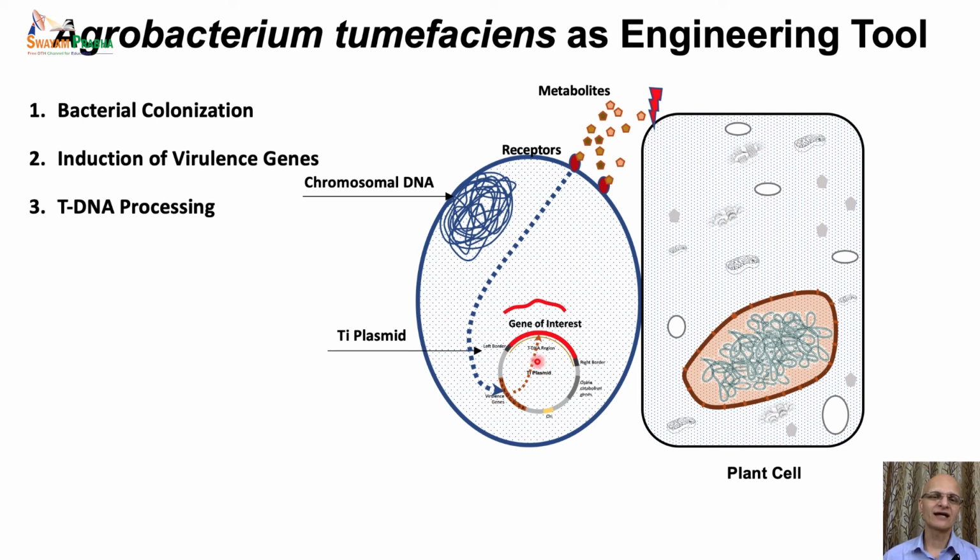It recognizes only the left and right borders. If these two sequences are intact, it will make the copy of the T-DNA, whatever is there inside these borders, and that will be transferred.